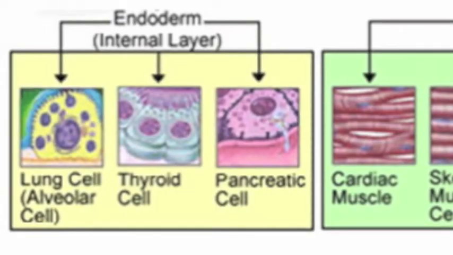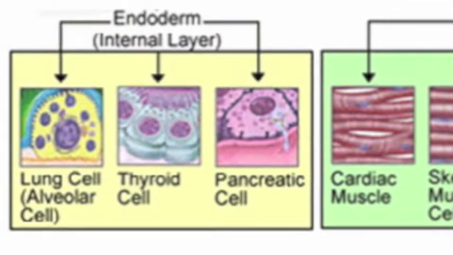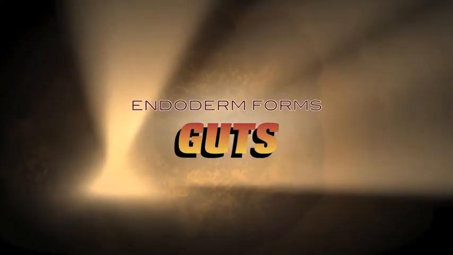As cells form the endoderm layer, they move toward the middle of the embryo to make the organism's insides, such as the liver, digestive tract, and lungs. Endoderm forms guts. Ew!